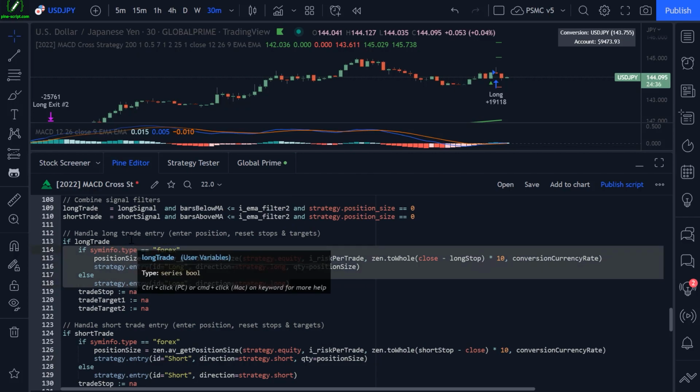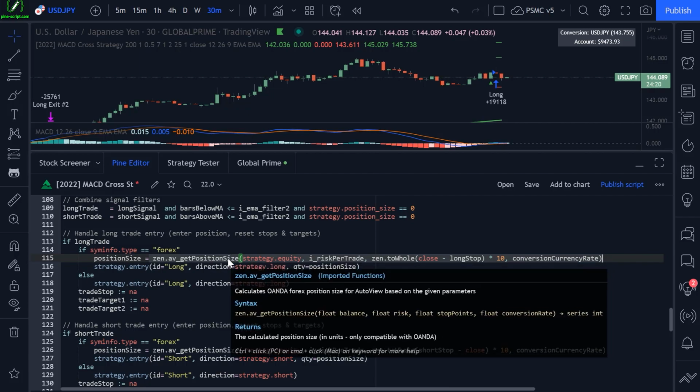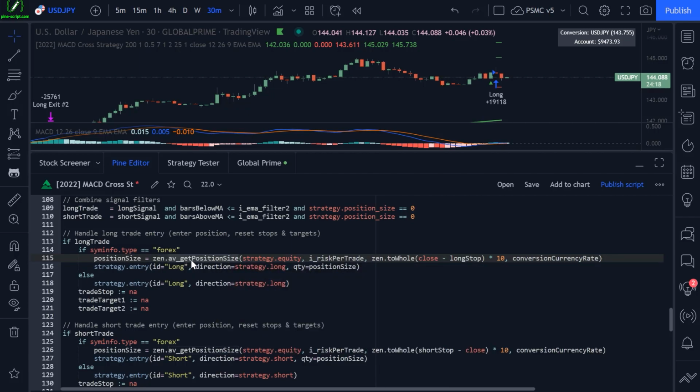Now if I scroll down, the final thing I've done here is add this block of code to our long and short entries. For our long entries, we're checking if the symbol type is Forex, then we calculate our position size using my custom library. This function here has a bunch more code in it, complex code that I won't go over in today's lesson. But in the library, I have this AV_get position size function. This will get my position size based on my current strategy equity, my risk per trade input, my stop loss distance, and the currency conversion rate, if applicable.